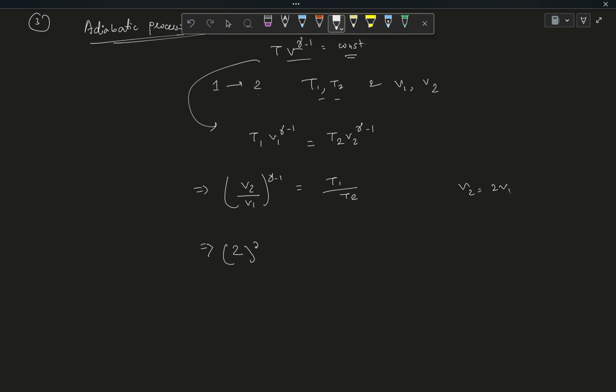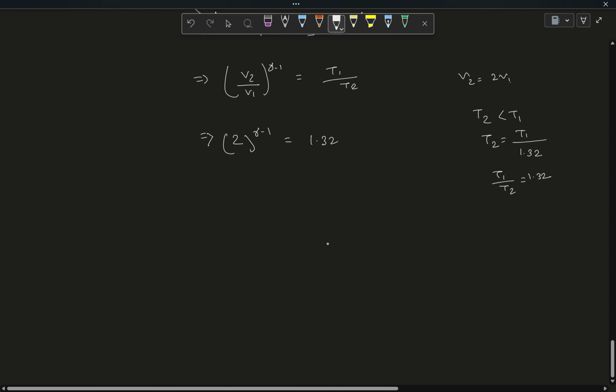So this is 2 to the power of gamma minus 1 is equal to, and it is also mentioned that the temperature has decreased by a factor of 1.32. That means the final temperature is lower than the initial temperature. And what is the connection? It is factorized by 1.32. That means T1 by T2 is simply 1.32. Now you have to get gamma from here.